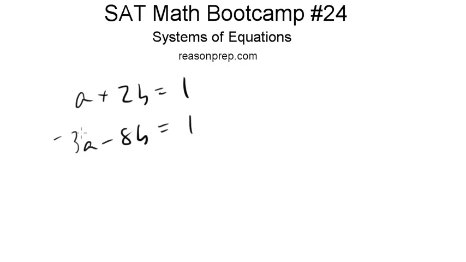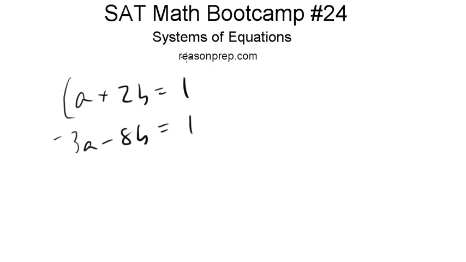What you basically have to do is eliminate one of the variables. We do that by figuring out what I can multiply either one of these equations by, such that when I add or subtract the equations, I can eliminate a variable. What do I mean by that? Well, let's take a look at these equations. Here we have a single a. Here we have a minus 3a.